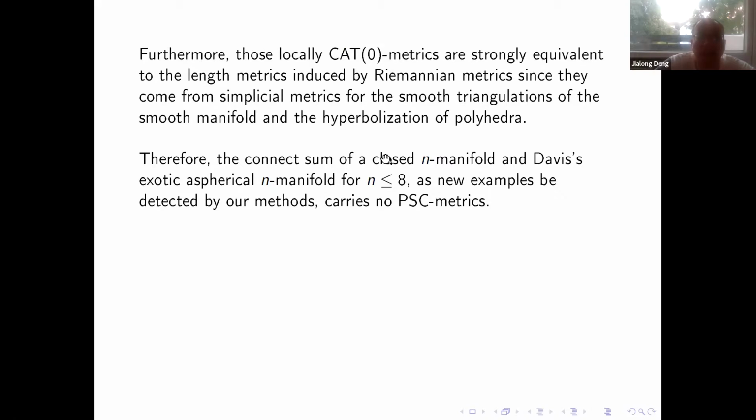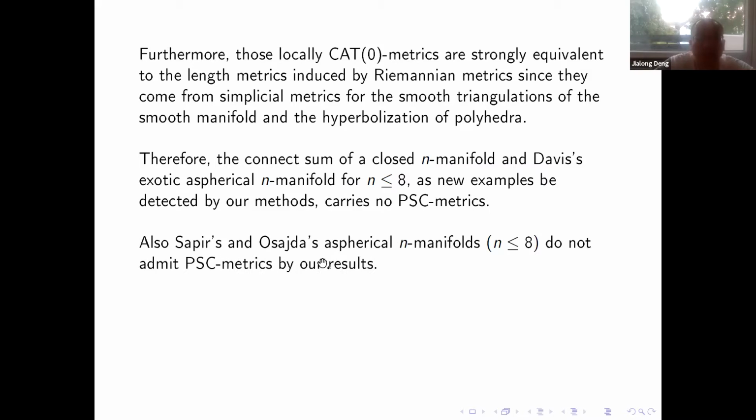Therefore, the connected sum of a closed manifold with those diverse exotic aspherical manifolds gives a new example detected by our theorem that carries no PSC metric. Since before, the work of Gromov and Lawson could only show this for Riemannian metrics. And here also, this new example does not admit a PSC metric.